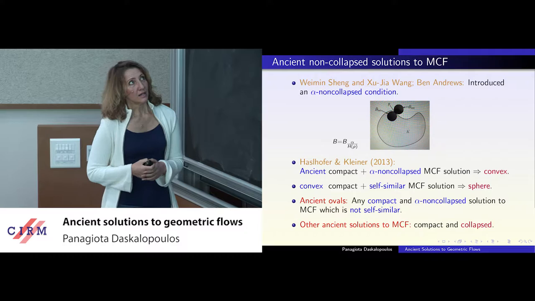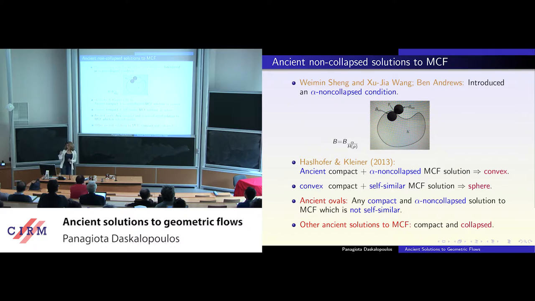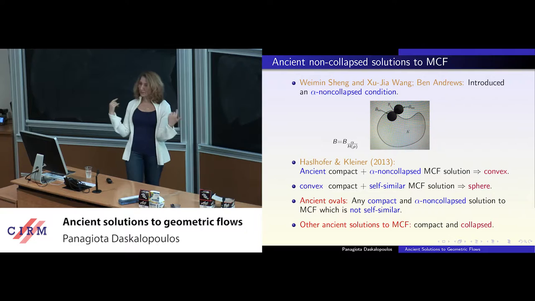Now it's a recent result of Haslhofer and Kleiner that ancient compact and non-collapsed solutions are convex. So this non-collapsing condition is pretty strong. On the other hand, if you don't assume the non-collapsing condition, you have other examples. For example, a typical example is something that looks like a pancake. And the radius of this pancake, as t approaches minus infinity, goes to infinity. So it's a bigger and bigger pancake with a bigger and bigger diameter.